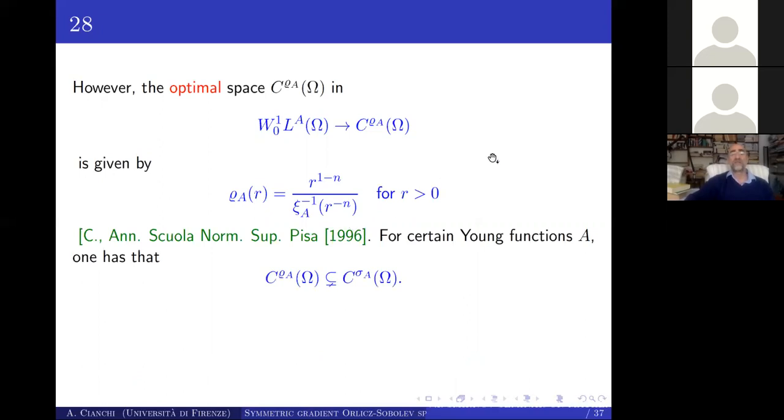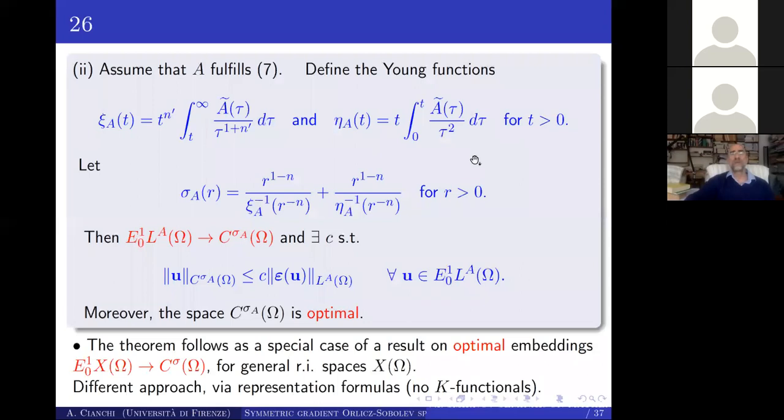Am I right that this depends only on the behavior at infinity, and that one also on the behavior at zero? No, both of them depend also on the behavior near infinity, because here, even if you have integral from 0 to t, then one can modify A near 0. The space doesn't change because omega has finite measure. And again, if you see what happens here, you see r to the n goes to infinity when r goes to 0. So it's the behavior of eta at infinity as well.